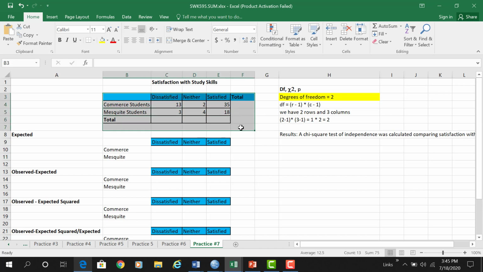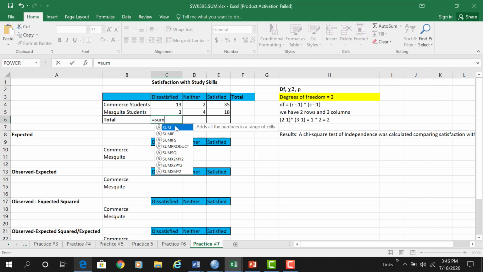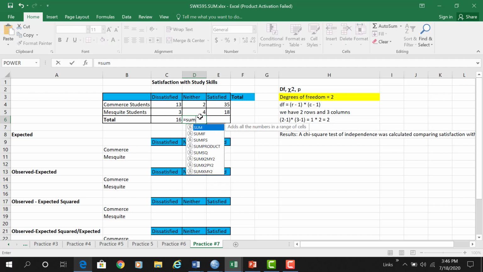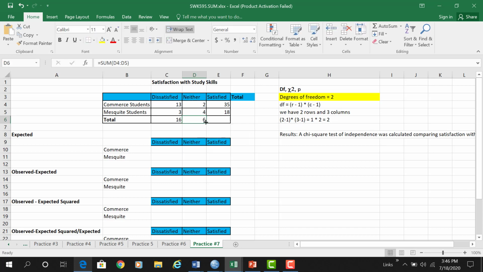The first step is to calculate totals for each of these. So here we're gonna do equals sum, double click, and then we're gonna select both of those, hit enter. For this one, you can do the same thing here, or you can drag it across. Let's do it one more time: equals sum of these two. And then if you want to just drag it across to here, you can do that. And then same thing for here. So we just did the totals for the columns.